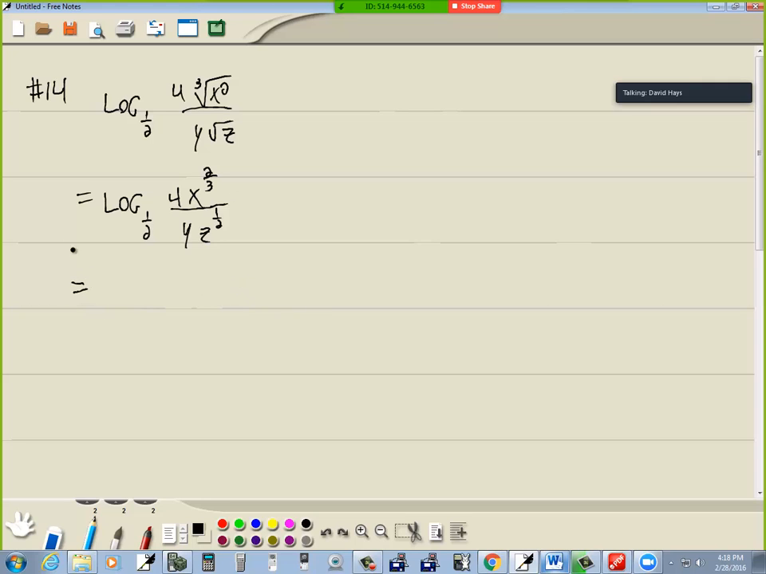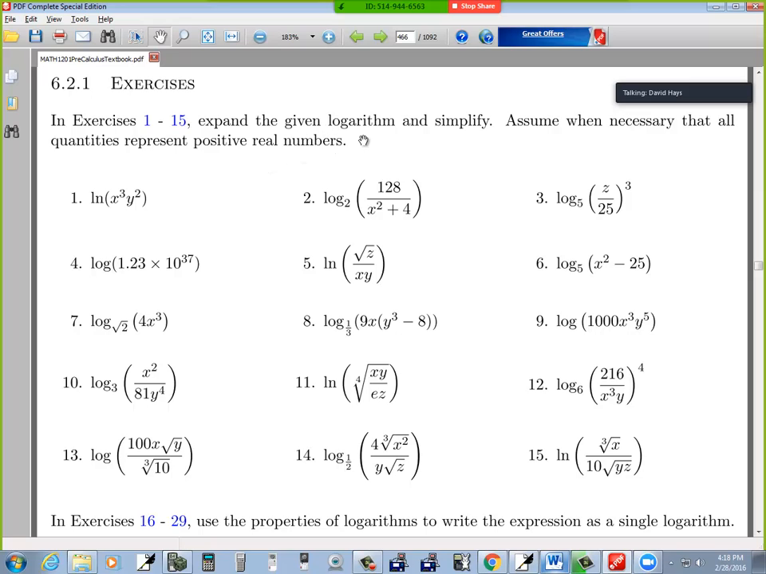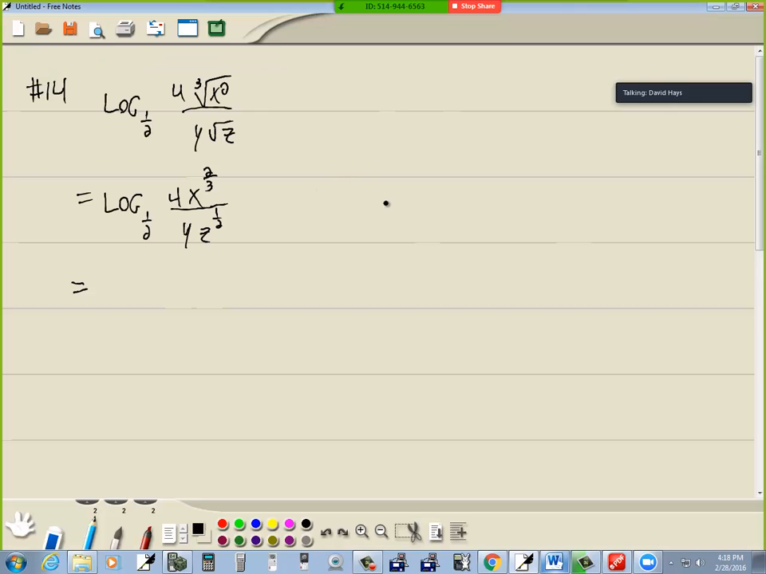Now we're going to look at expanding these. Expand the given log and simplify. Assume when necessary that all quantities represent positive real numbers. So we want to expand these into separate logs. You have to ask yourself, what's the main thing happening in the problem besides log? Quotient, because we got the top part divided by the bottom part. Well, from our properties, division becomes subtraction. So this will be log base 1/2 of 4x to the 2/3 minus log base 1/2 of y z to the 1/2.